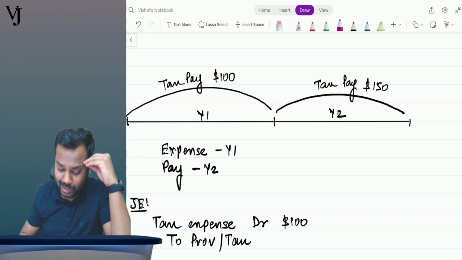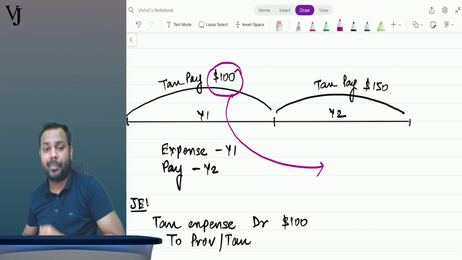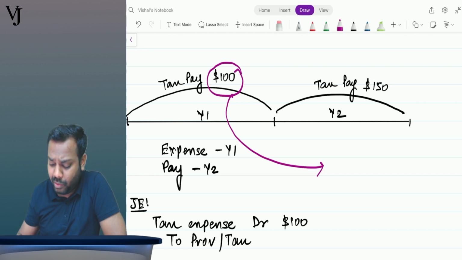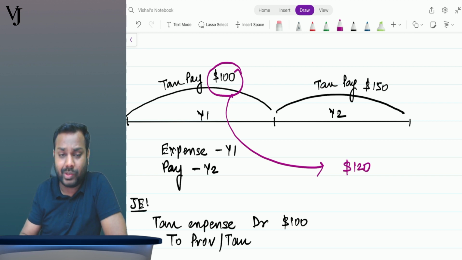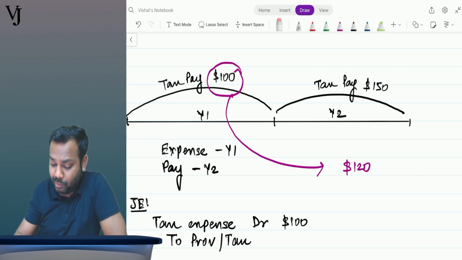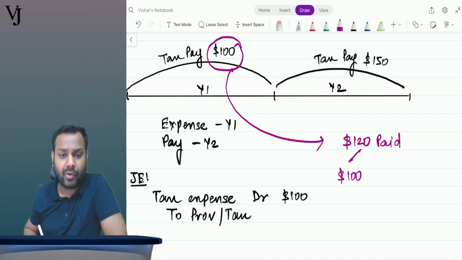Understand this amount of $100 which I will pay here. Now it might be the case that I might have to pay $120. As I said, this amount is an estimated amount and it might change when I have to pay. So it might be the case that I have to pay $120. Now against this $120, definitely there is a provision I made in the previous year for $100. But what about this $20? Did I make any provision in the previous year?